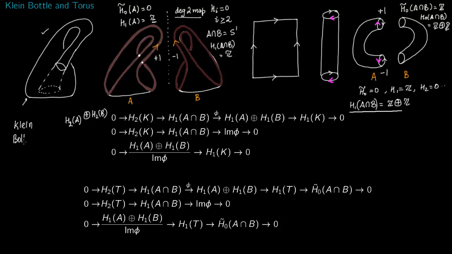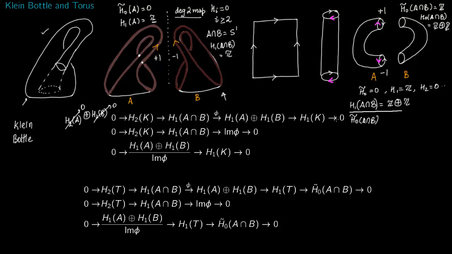Now H2A and H2B, we are working in this figure right here. Both of them are zero. This is zero and this is zero. So you get zero right here. And the reduced homology groups are also zero. So after H1K will come H0 of A intersection B, and we are working in the reduced version. So H0 of A intersection B would be zero, because A intersection B is just a circle. H0 of A intersection B would be integers, but when you reduce it, it will just become zero. So you get a zero here. So this is the Mayer-Vietoris sequence.